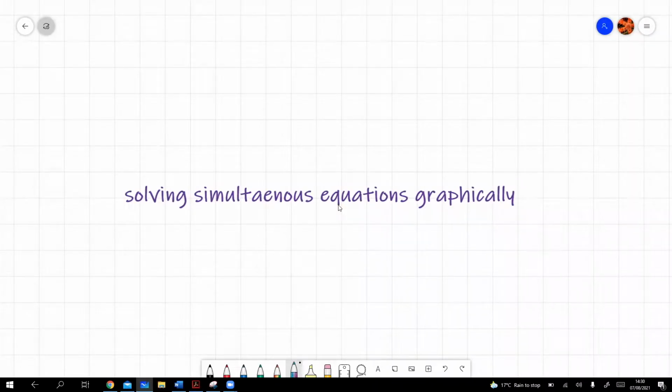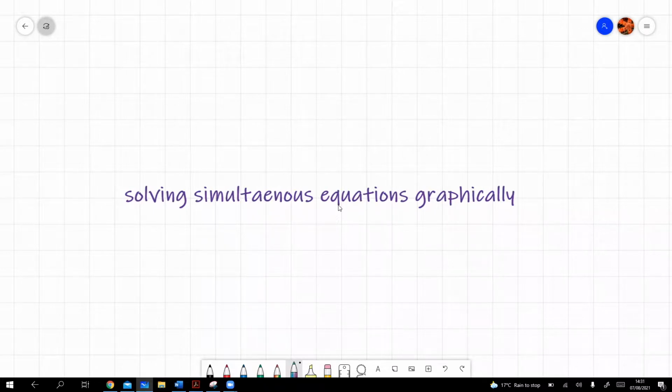Solving simultaneous equations graphically. In today's lesson, we will be looking at solving simultaneous equations graphically. Simultaneous equations are where there are two or more unknown equations, and then you have to work out the identical unknown values. They can be solved algebraically or graphically. In today's lesson, we will be looking at working them out graphically.